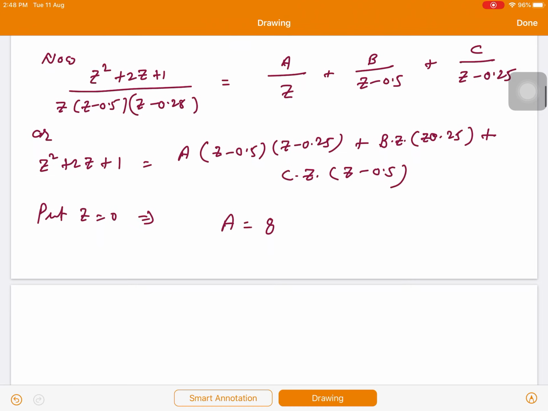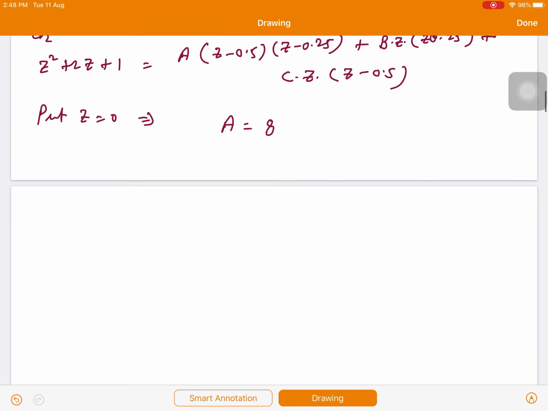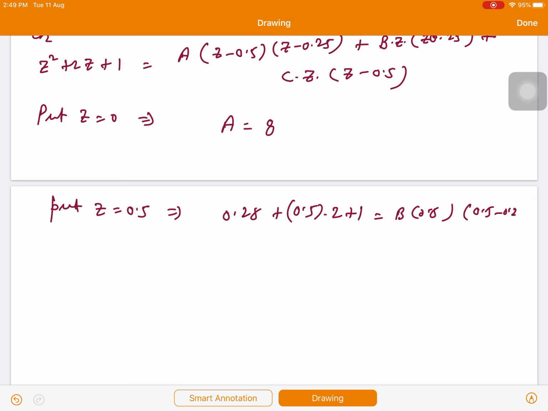Okay, and for the next one, I'm just writing down directly: put z equal to 0.5. So directly you can see 0.25 plus 0.5 into 2 plus 1 equal to b into 0.5, 0.5 minus 0.25, or you can say 2.25 equal to b into 0.25, and here you can say b equal to 9.